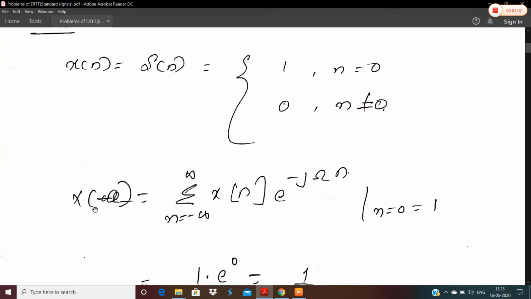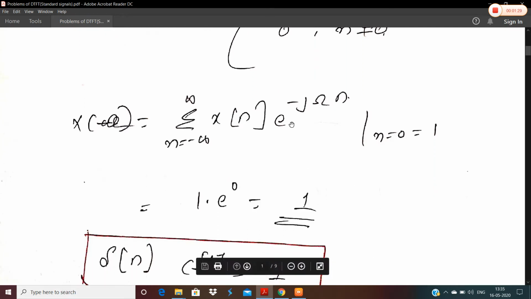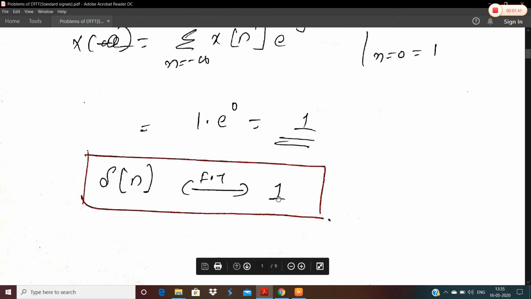Hence we can write the DTFT representation as X of omega is equal to sigma n is equal to minus infinity to plus infinity x of n e raised to minus j omega n. And we know that n is equal to 0 means the value of function is equal to 1. So giving n is equal to 0 in the above equation, we'll get x of n as 1, and this is e raised to 0, where e raised to 0 has got the value 1, and this is also 1. So 1 into 1 is equal to 1. Hence we can say that the value of DTFT of the delta function is nothing but 1. Delta function on performing the discrete time Fourier transform will yield you the value 1.